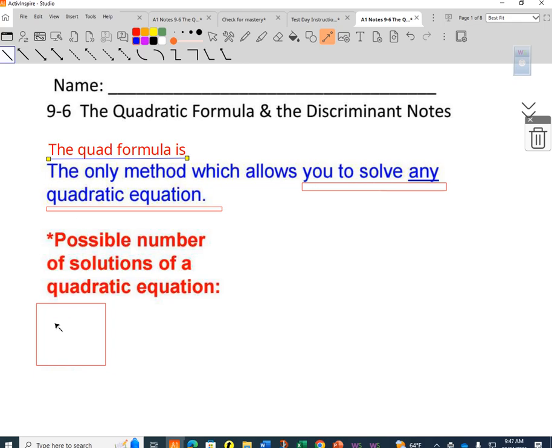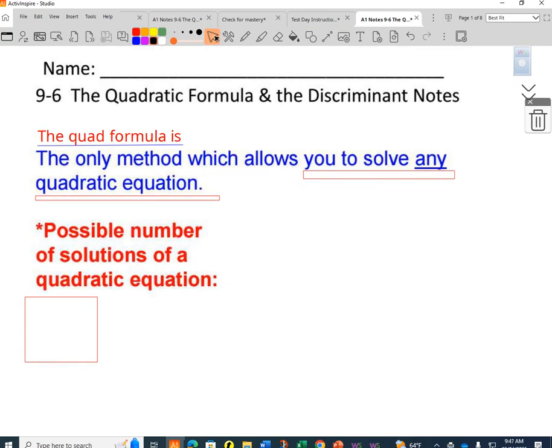We've discussed this a lot. We've used this a lot. What are the possible number of solutions for a quadratic equation? How many solutions can it have? It can have 2, none, and 1. That's exactly right. 1 solution, 2 solutions, or no solution.